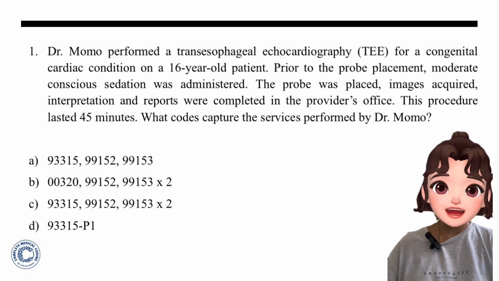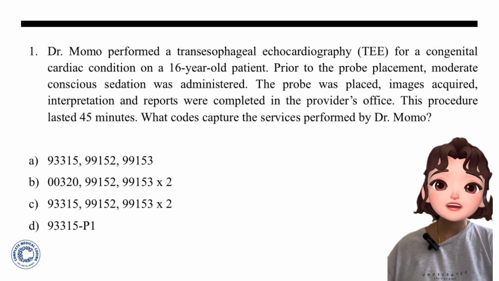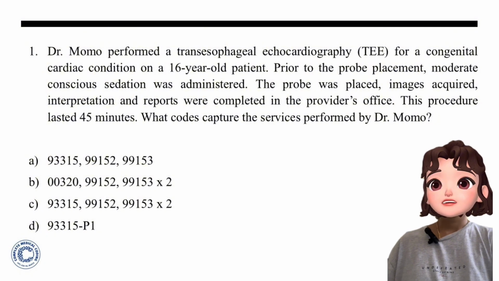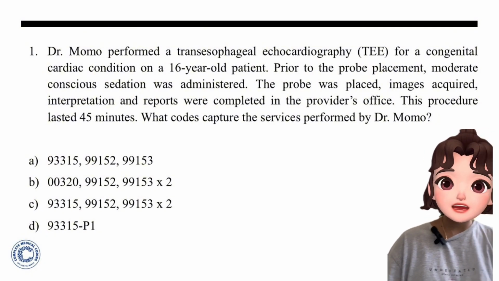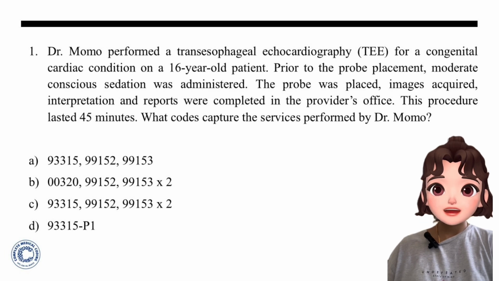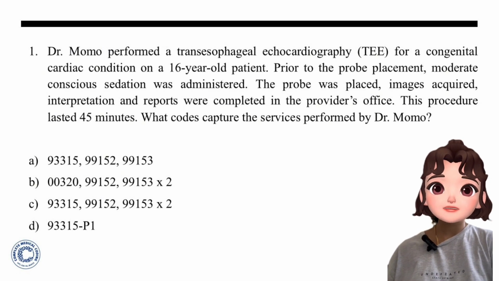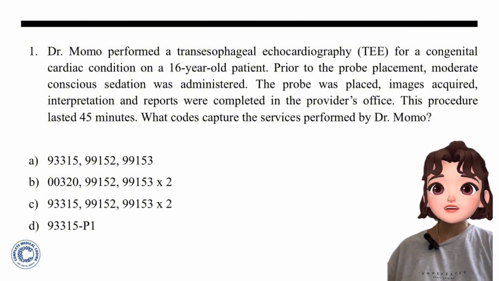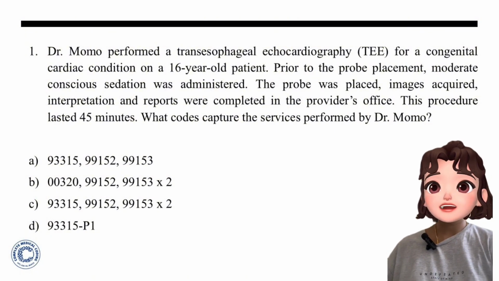So this is the exact code as per the question, for TEE for a congenital cardiac patient. Probe placement is there, image acquisition is mentioned, interpretation and report were completed. So everything is there in this code. Now what is the second one?